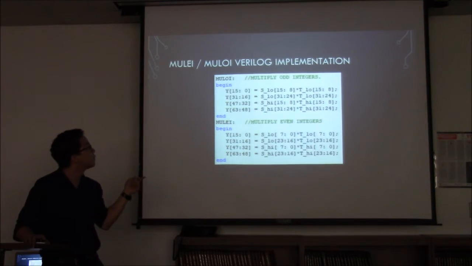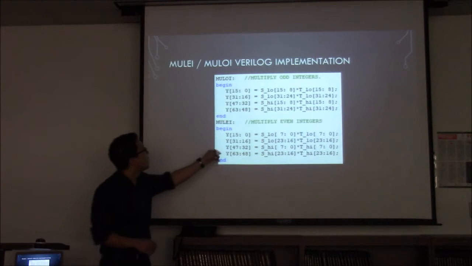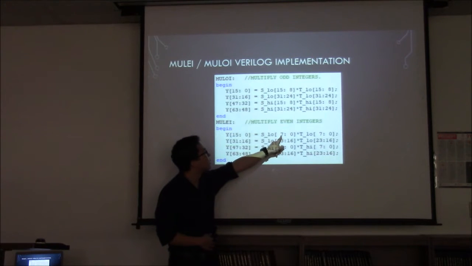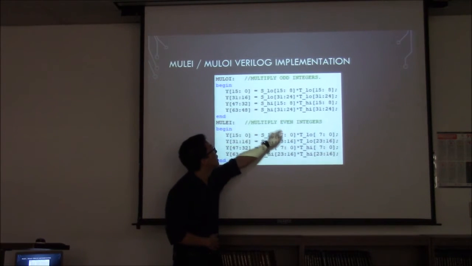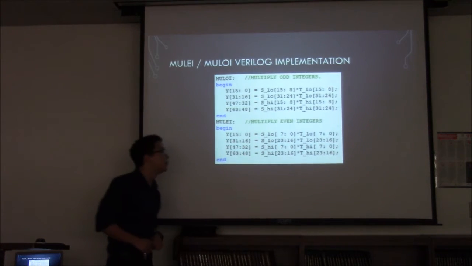So here's multiply odd integers and multiply even integers. You can see how they're listed differently. This one's going to be even integers. This one's odd integers, so it has 15 to 8. This one's 7 to 0.